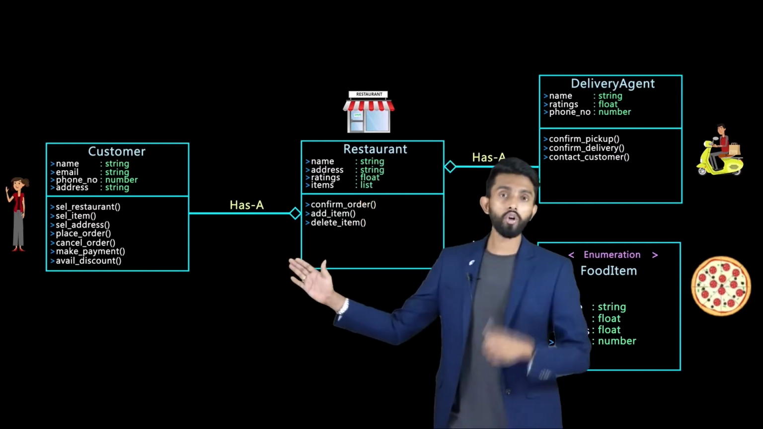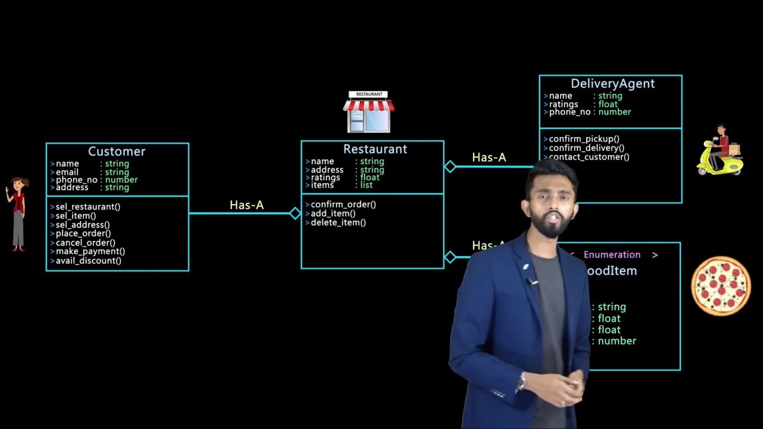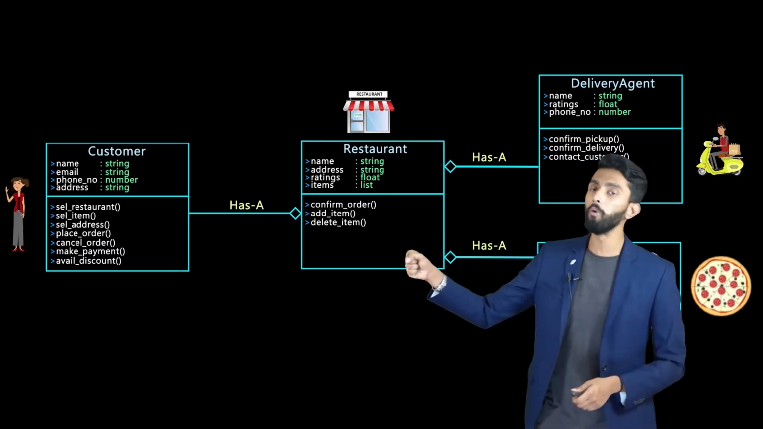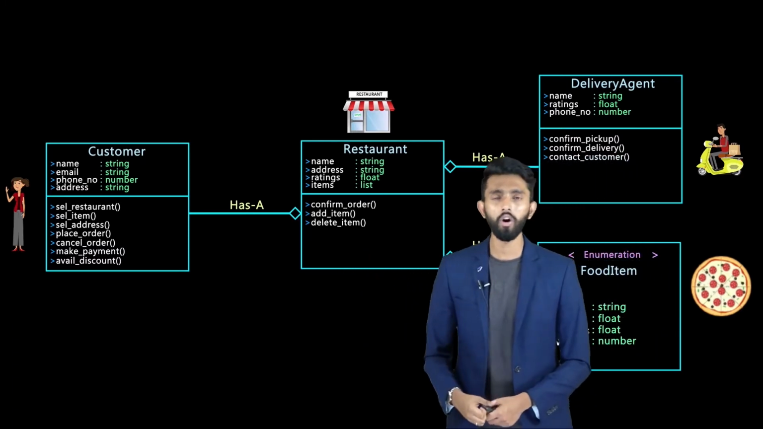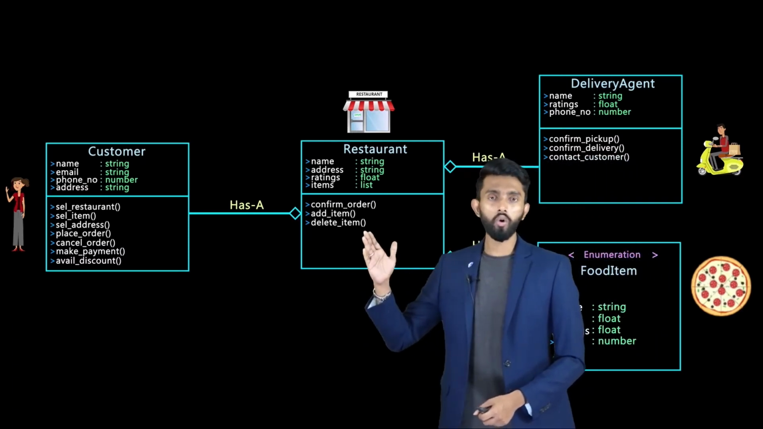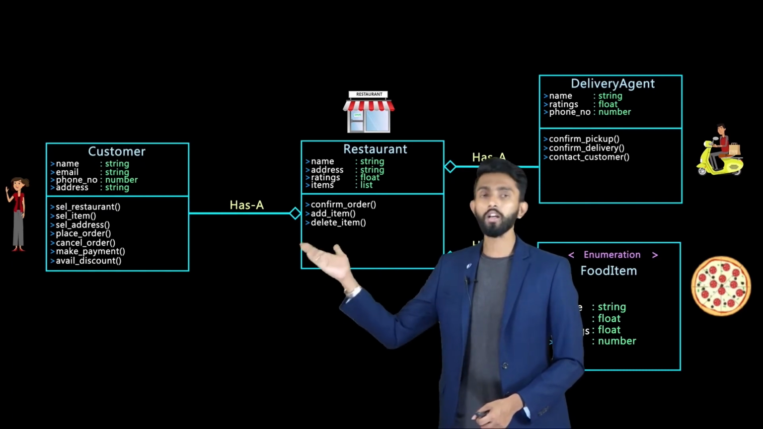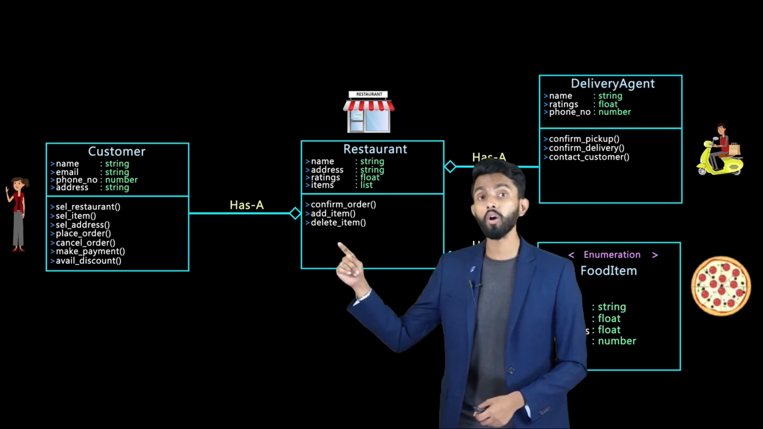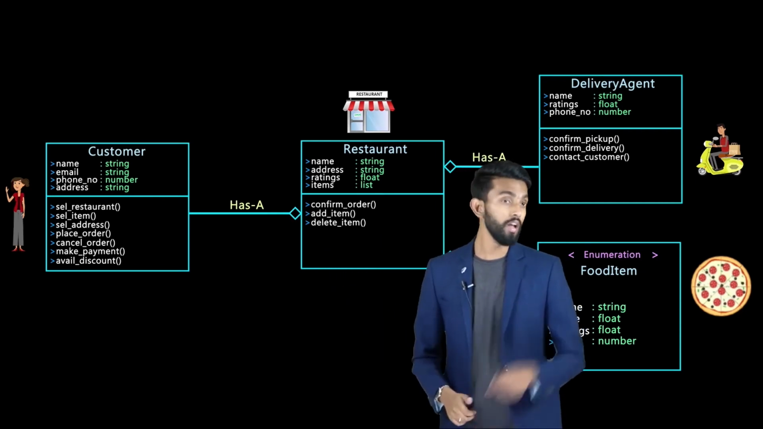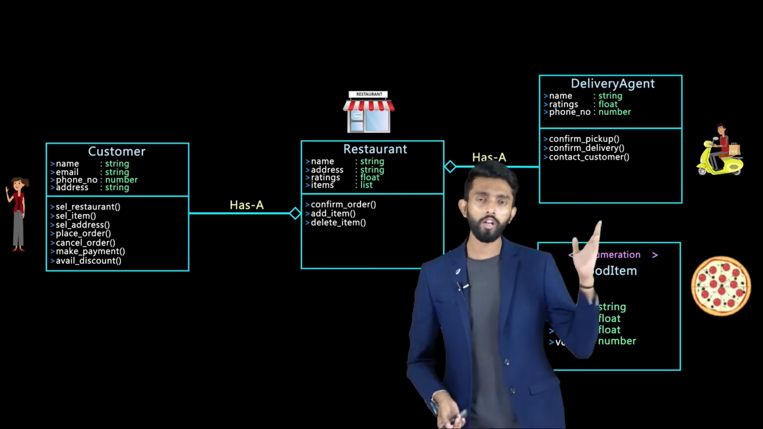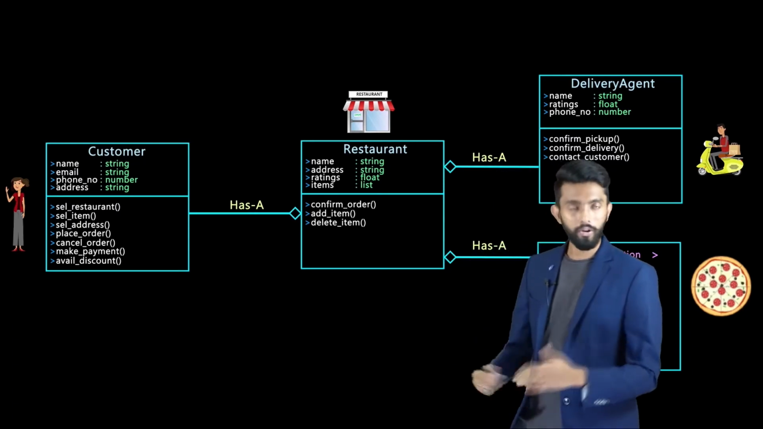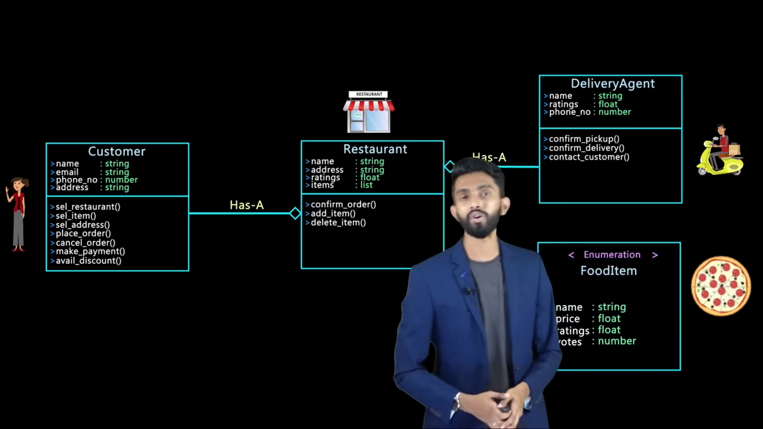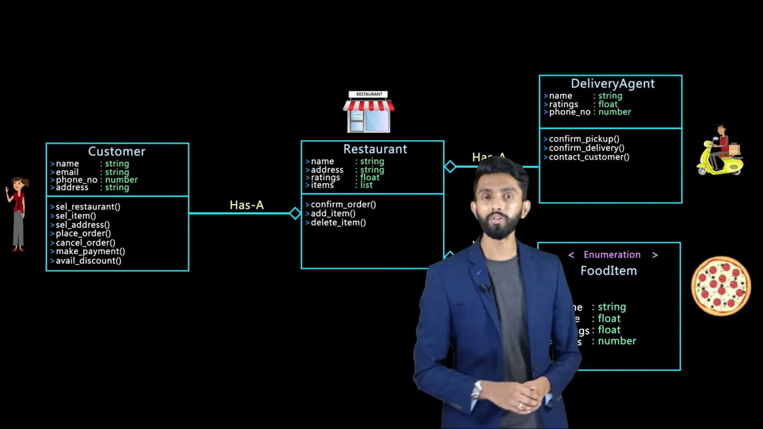But the restaurant and your delivery agent do not share such a deep bond like the food item, because if the restaurant goes, yes, the customer is going to find another restaurant. The existence of the customer is not interdependent with the restaurant, neither is the delivery agent, because the delivery agent can always deliver for any other restaurant. Any confusion till this point?